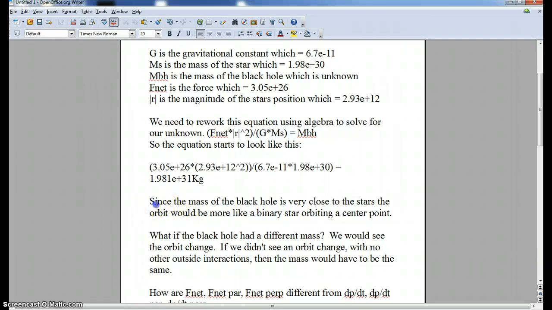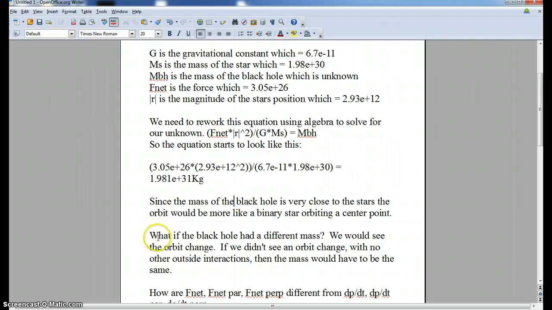All right. One thing that we did notice here is that since the masses of the two objects, the black hole and the star, are very close together, so obviously the mass of the star is 1.98 e to the 30, and the black hole is 1.981 e to the 31, this system should look more like a binary star system than a star orbiting a black hole. The give and take, the pull and the force on both objects would cause them to rotate around each other instead of just the black hole being at a fixed point and the star orbiting it.